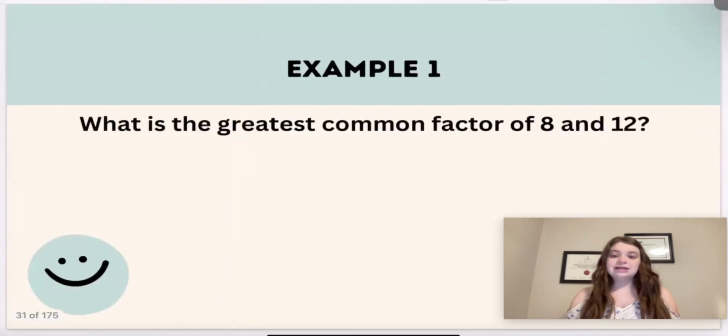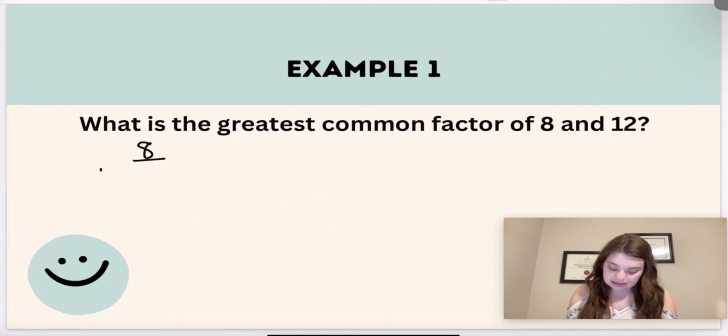So the first one says, what is the greatest common factor of 8 and 12? So to figure this out, first I'm going to write all the factors of 8, then all the factors of 12, and then we're going to find out the biggest one that makes it on both lists. So in terms of 8, what are the factors of 8?